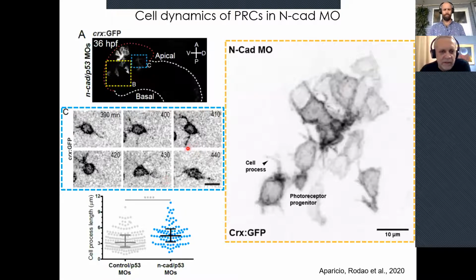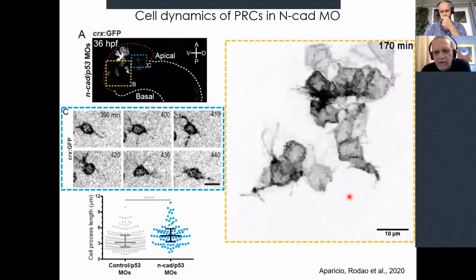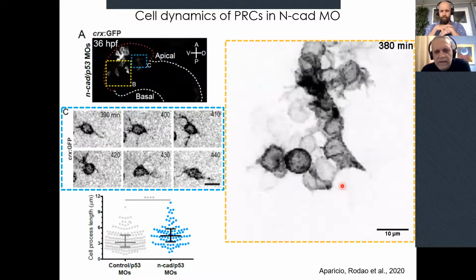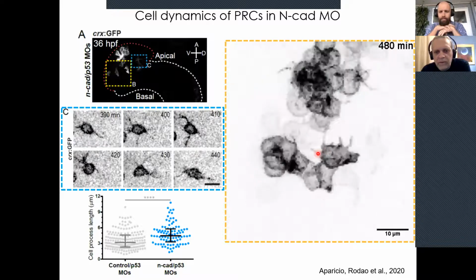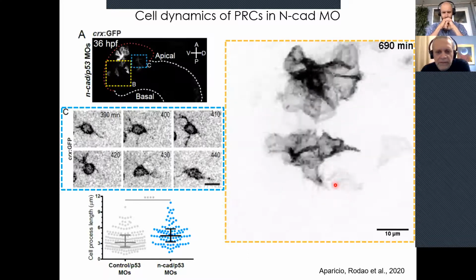And indeed, they do have processes which are very similar in length to the ones we have in the control, in the normal situation. And this is when we use Morpholino to N-cadherin. They also migrate, they will move. And this case is a real migration. It's not really a nuclear translocation. And they are very, very active at the surface, with long processes forming before eventually forming a rosette, which will be formed here by the cells.